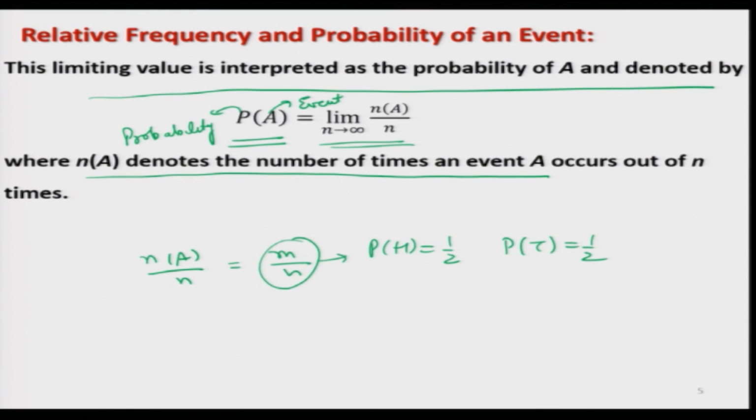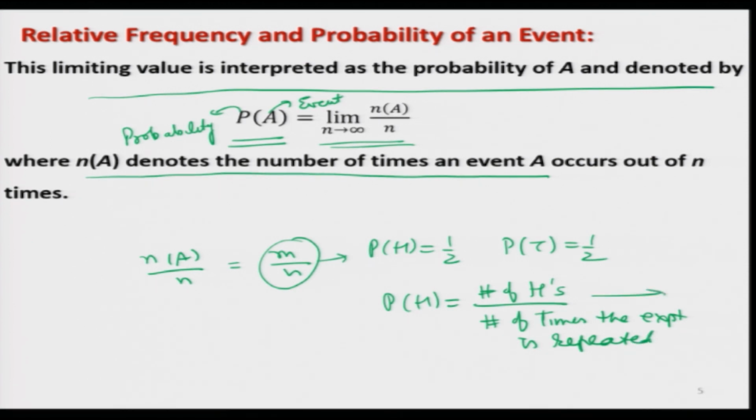It means that if you keep on continuing the experiment for a large number of times, then the value of the probability, which is computed as the total number of heads divided by the total number of times the experiment is repeated, will converge to 1 by 2 as n goes to infinity. This is what you mean.